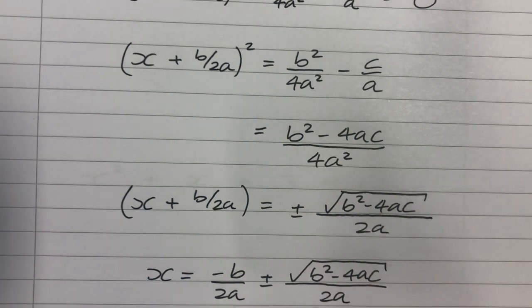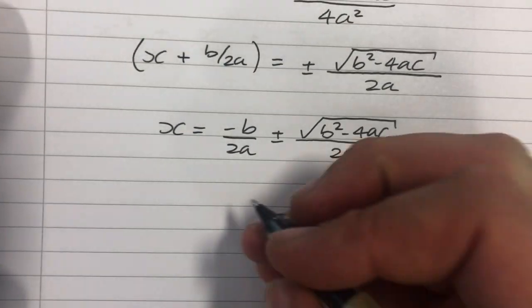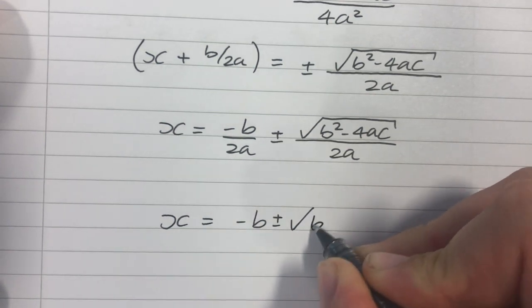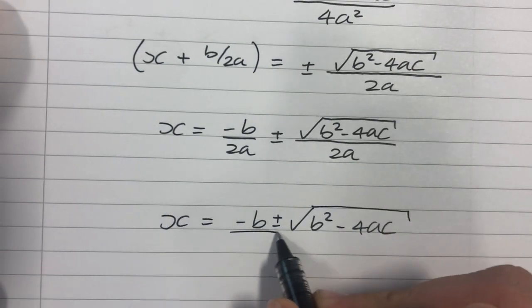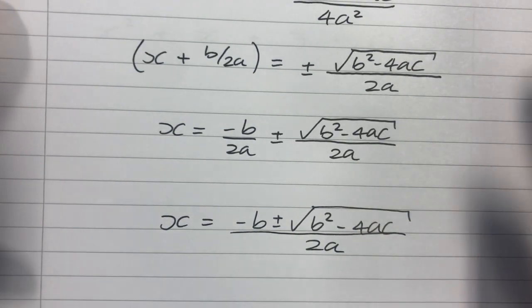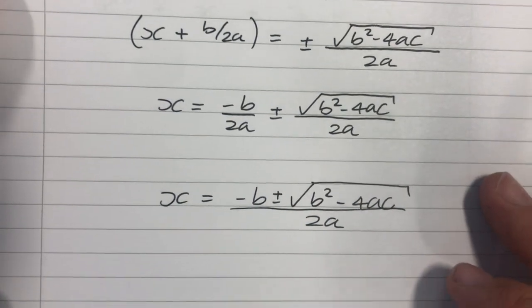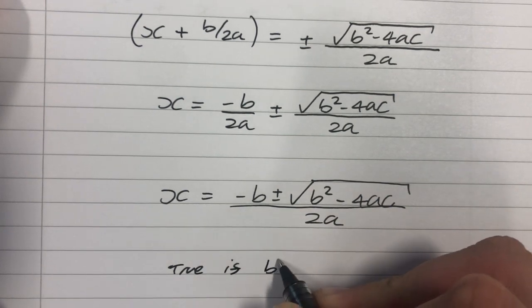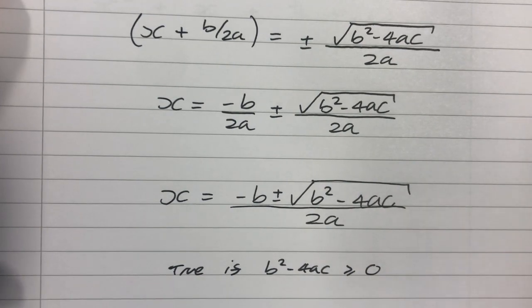And now I can combine the two fractions. The denominators are already the same. So we end up with that famous quadratic equation. x equals minus b plus or minus the square root of b squared minus 4ac, and that is all divided by 2a. And that is true as long as a doesn't equal 0. And also, little caveat to this, this is true if b squared minus 4ac is greater than or equal to 0.